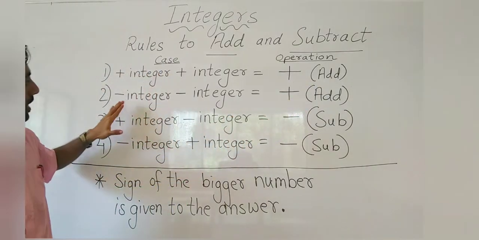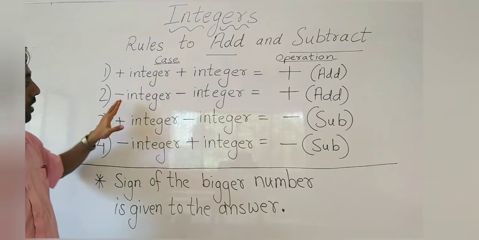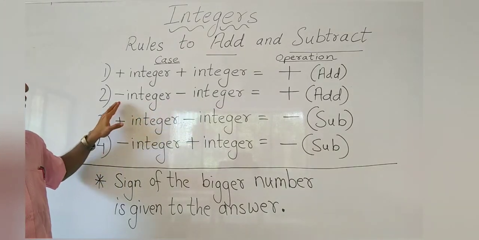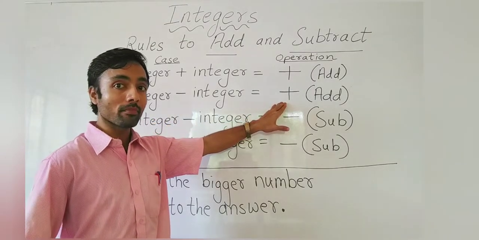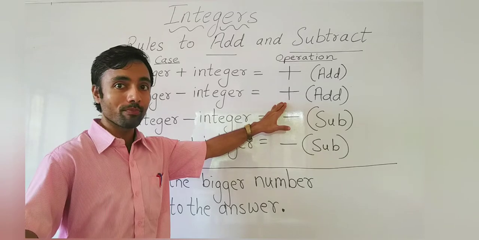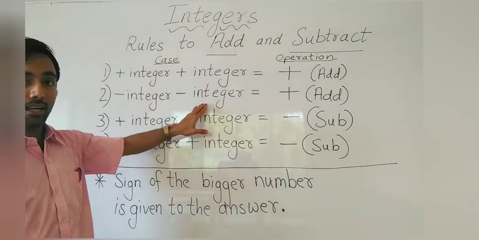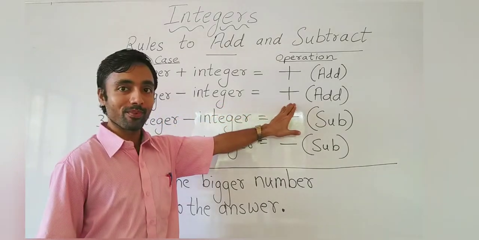Now the second case is when 2 negative integers, means 2 numbers both having a minus sign, are there. What calculation do we do? We again add them. Now this is something new for you, right? So remember, when 2 negative integers are there in a calculation, we again add them.